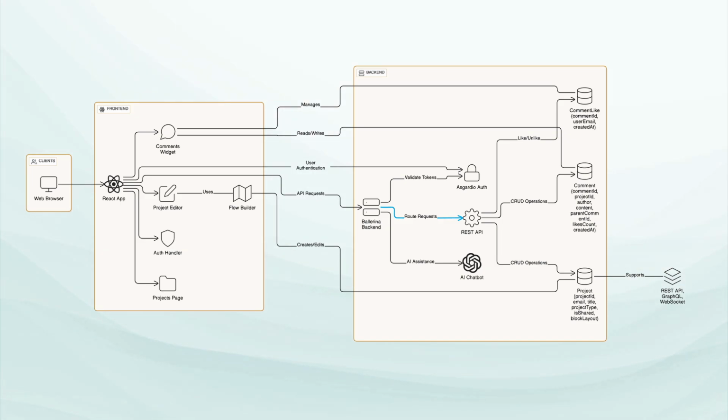In summary, this architecture simulates a modern, backend-driven application where a React front-end interacts with a Ballerina backend that orchestrates authentication, CRUD operations, real-time messaging, and AI assistance, all while persisting structured data for projects and collaboration.